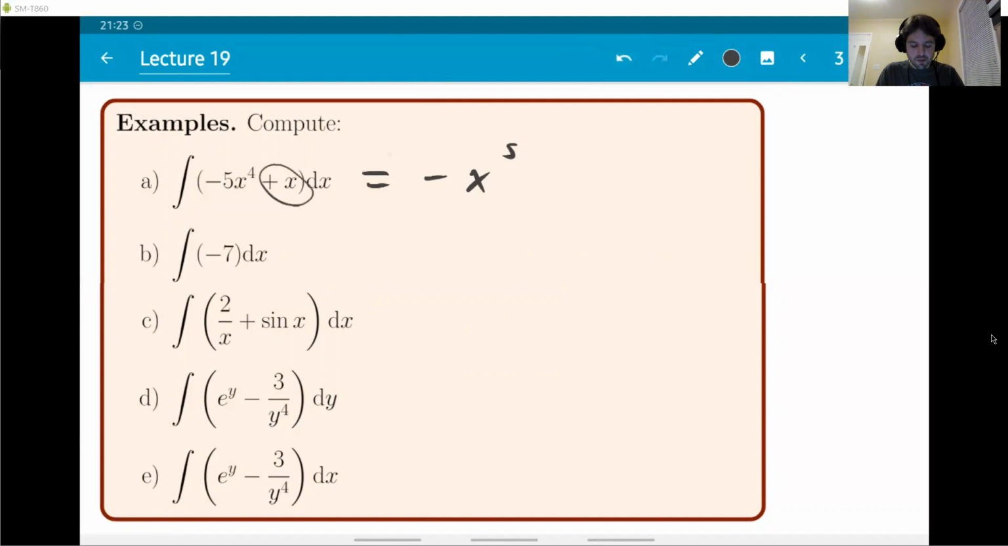Now, what about this x part? Can you think of a function whose derivative is x? If you try x squared, that's not really it, because the derivative of that would be 2x. But if you then add a constant like 1/2 in front, then that's it. The derivative of this function 1/2 x squared is x.